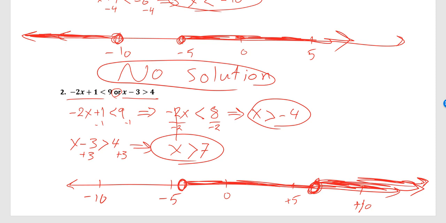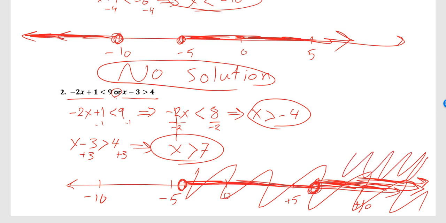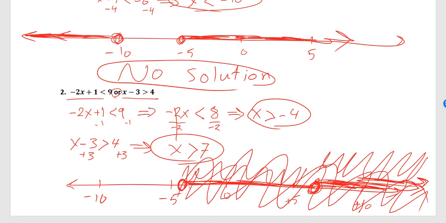So the union of both expressions is this entire space, right? So this is the space for one expression, and this is the space for the other expression. So the union is the entire space. So my solution set is essentially x such that x is greater than negative 4, right? Because x greater than negative 4 actually includes x greater than 7 also. Okay? This is it for this concept.